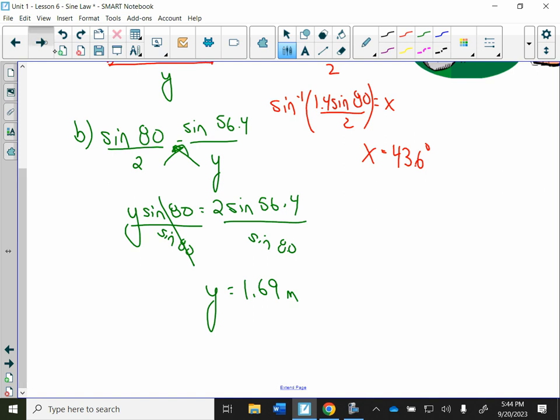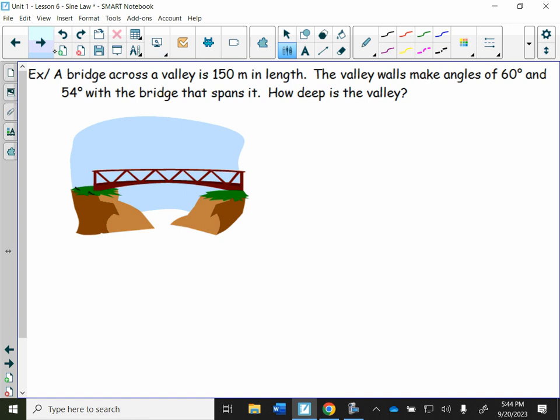There is one more question I want to try, though, because we want to see how else we can use this and what else we can do with this and push ourselves a little bit. So we'll try the last one. Pause it, read it, try it. Okay, a bridge across the valley is 150 meters in length.